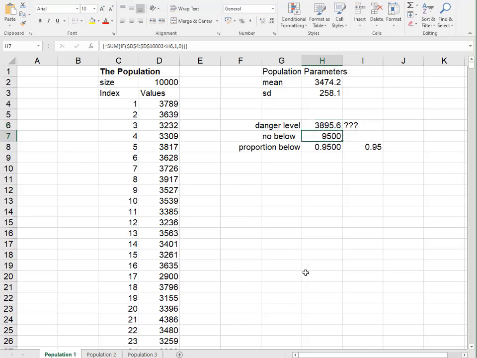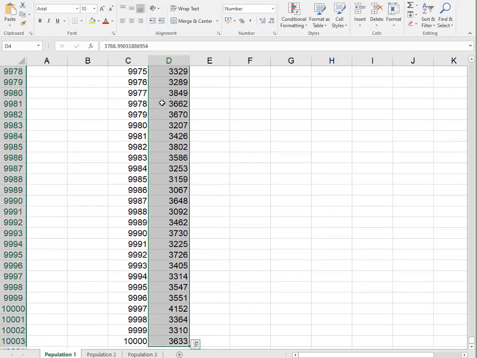Yes, okay. So around about there you can get it. Hopefully you managed to find something like this. 3,895.6 is the closest you can get. I think there might be some tolerance there, but this is pretty accurate. 3895.6.